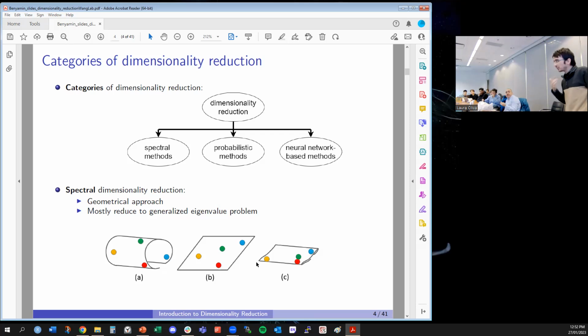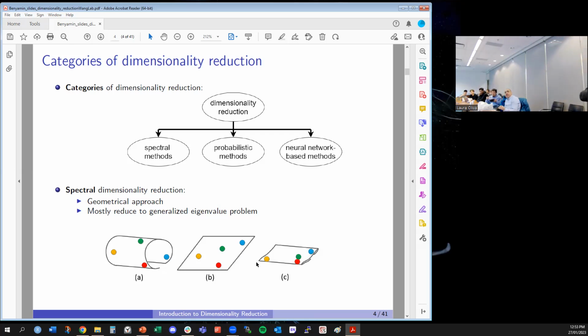The generalized eigenvalue problem is one where you have another matrix, so you have two matrices, kind of. Spectral methods usually reduce to these eigenvalue problems. And they also have a geometrical approach, where you can see it like this.